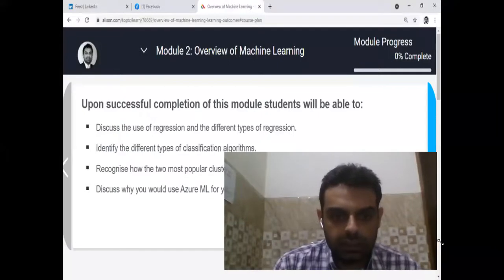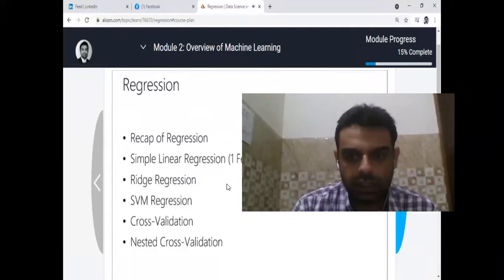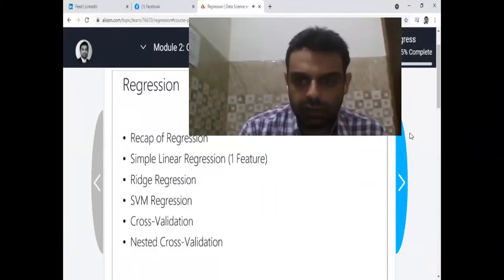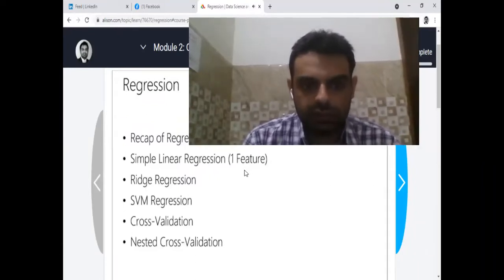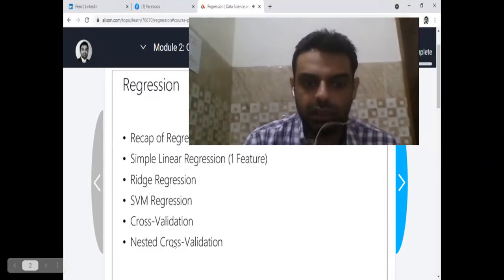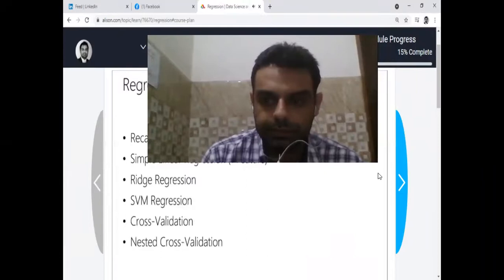So today we'll discuss something about regression and SVM regression and those kinds of topics, ridge regression. The topics for regression are: we'll have a quick recap of regression, then we'll discuss something about simple regression, ridge regression, SVM regression, a little bit about cross validation and nested cross validation.